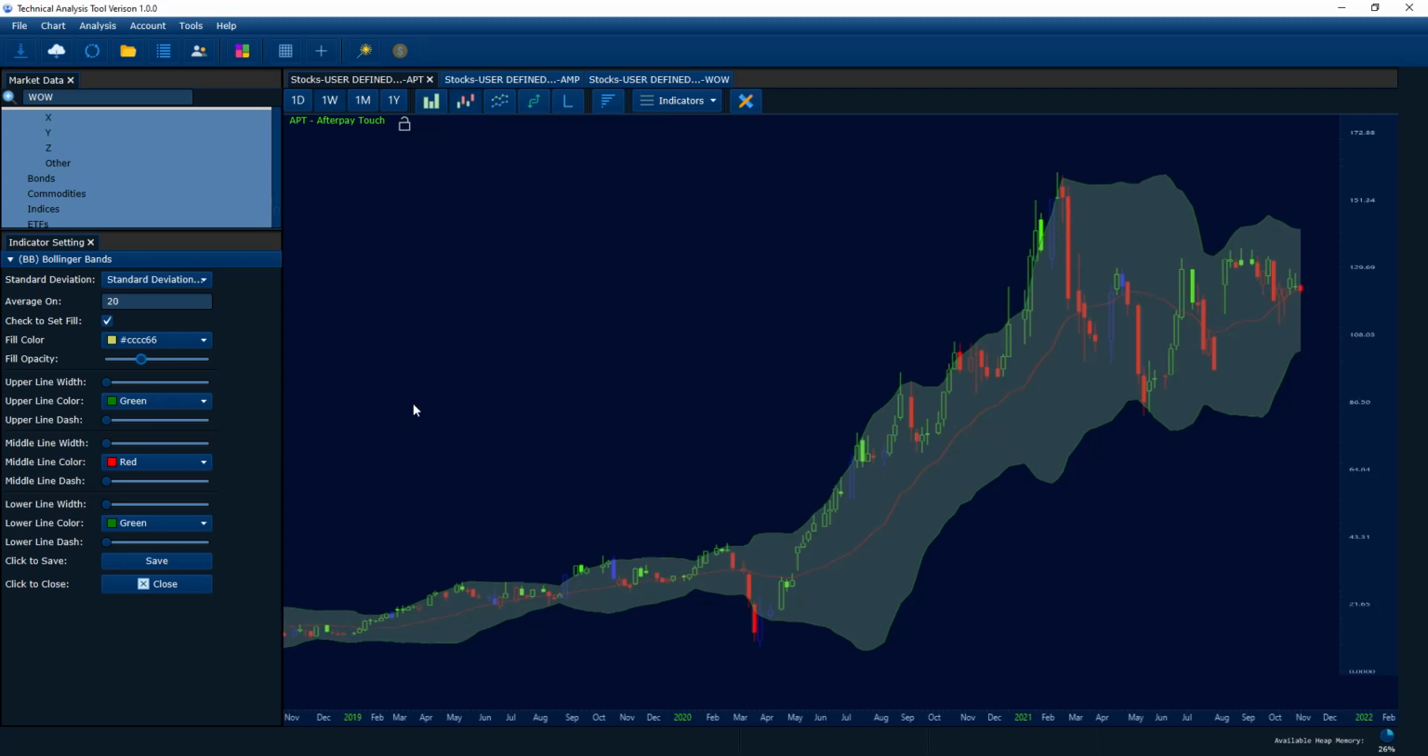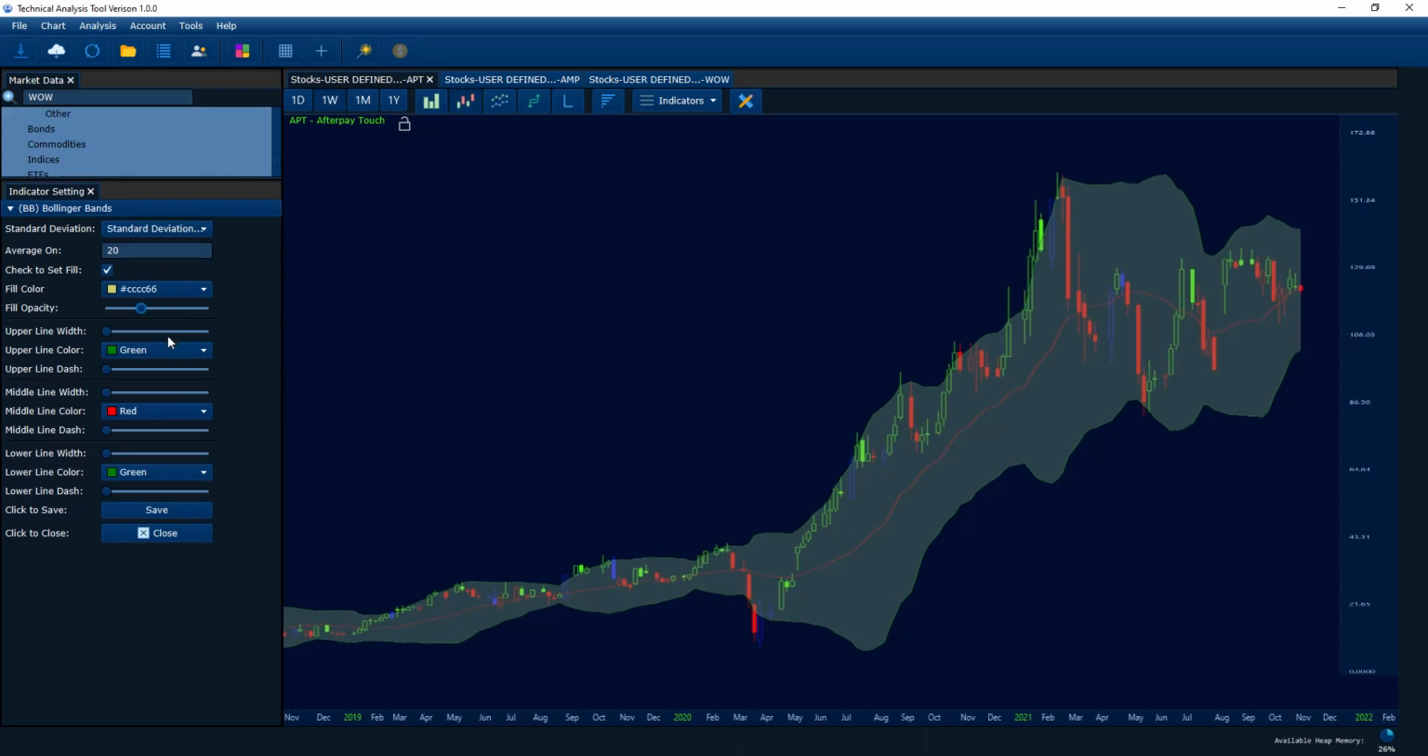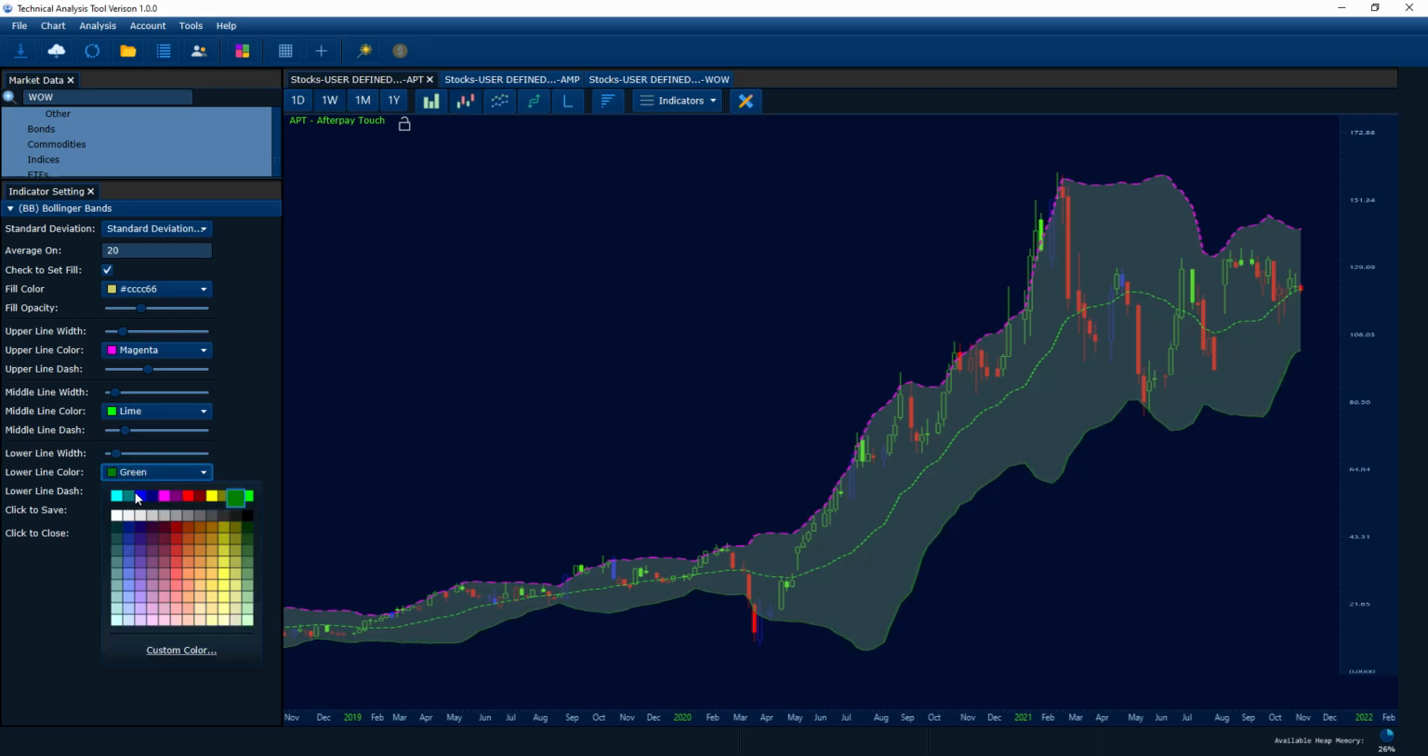The next one is the upper line width. I'll go through this very quickly. The upper line width is in line with the upper band, and you can specify the color and also make it a dash. The middle line is the same thing: you can make it thicker, change the color, and specify a dash. For the lower band line, you can also make it thicker, change it to another color, and make it a dash as well.